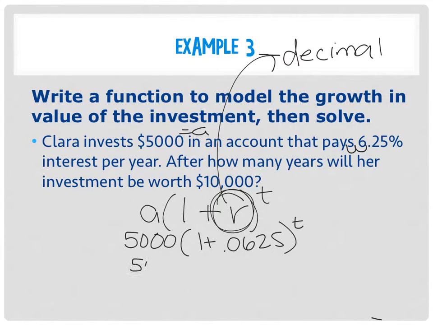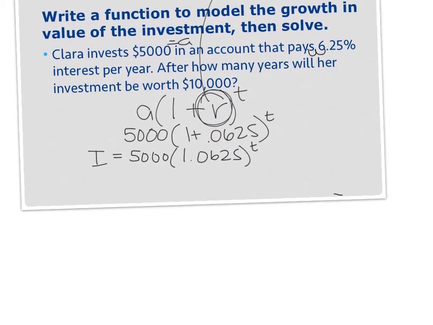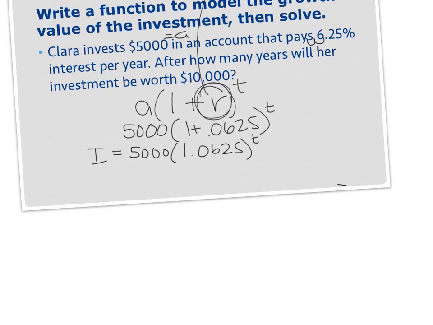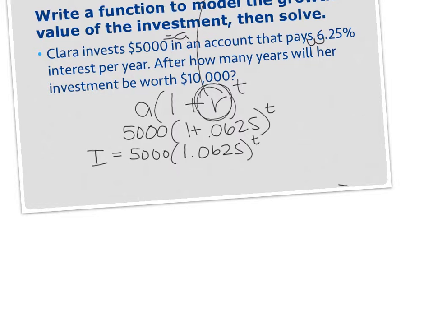So I can say 5,000 times 1.0625 raised to the power of T is going to give me how much her investment is worth. And that's going to change based on the T. So anything like this, you would have a calculator for. Okay, this is obviously not something I expect you to do without a calculator. And you'll see this in a couple of different ways.